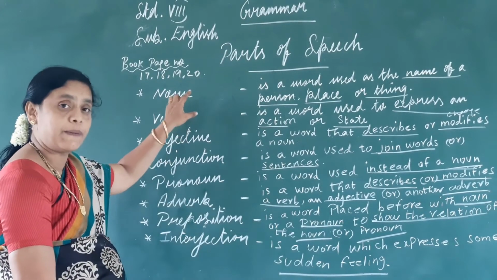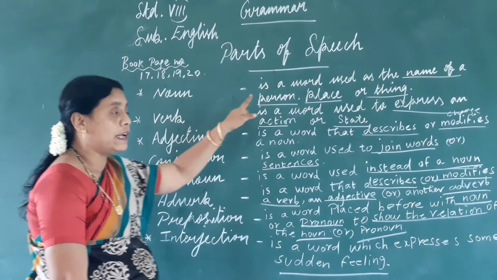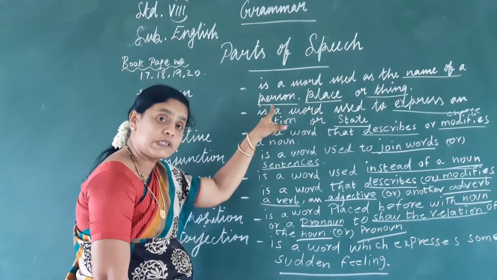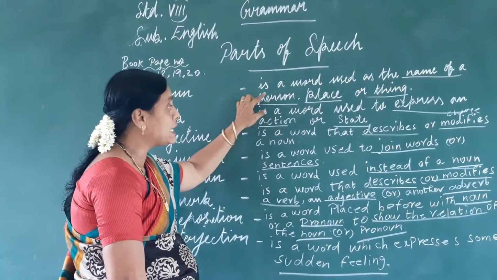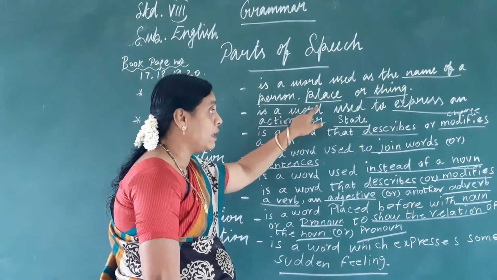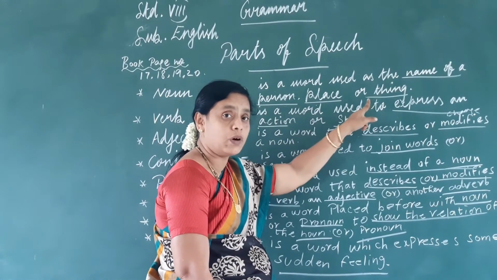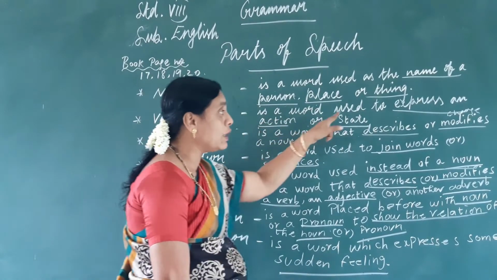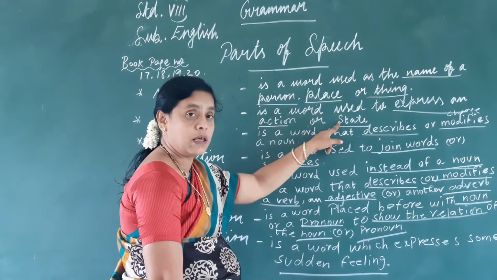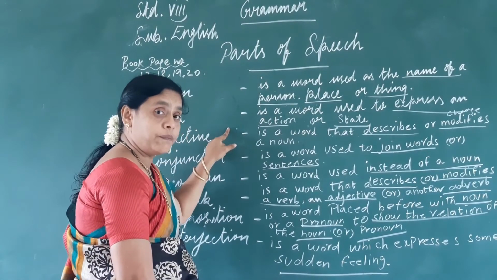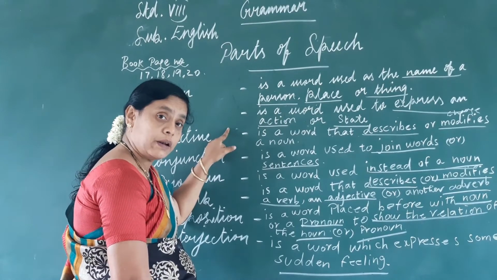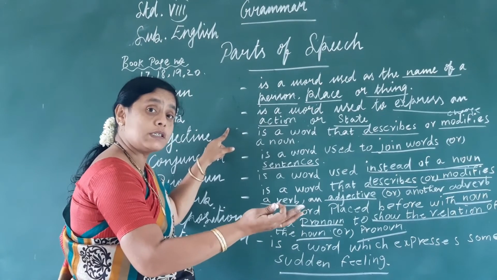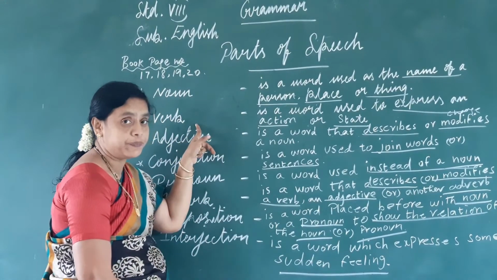So I am giving some examples for this. Noun is the name of a person, place or thing. Name of a person, for example, Raj. The place is Chennai. And things, the materials, are book, pen, pencil and so on. Next, verb is a word used to express action or state. Action words are come, go, walk, run, do, did, does. Am, is, was are also called verbs.